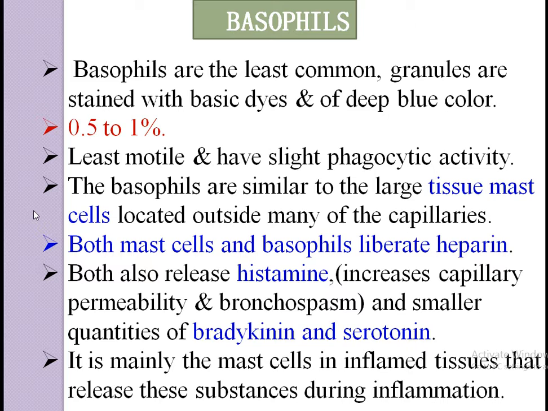Coming to the next cell, that is the basophils. They are the least common and they are also granulocytes. They are similar to the large tissue mast cells located outside many of the capillaries. Both mast cells and basophils liberate heparin. Histamine is also released by these cells, and smaller quantities of bradykinin and serotonin. It is mainly the mast cells in inflamed tissues that release these substances during inflammation.